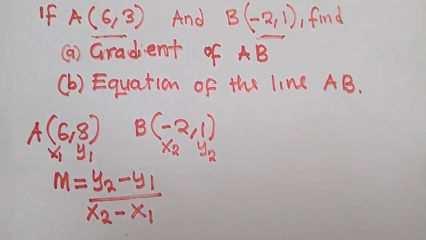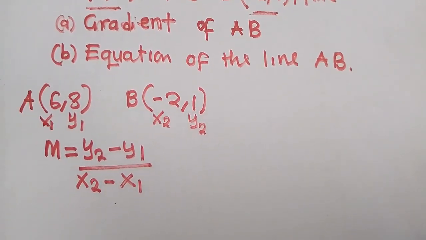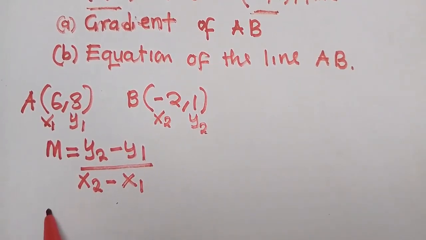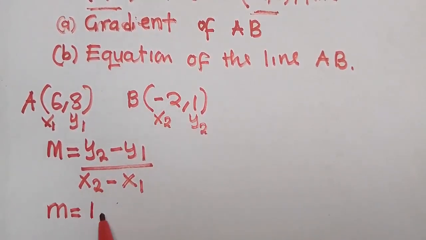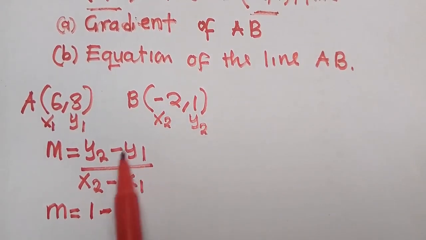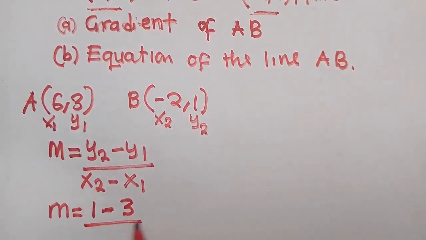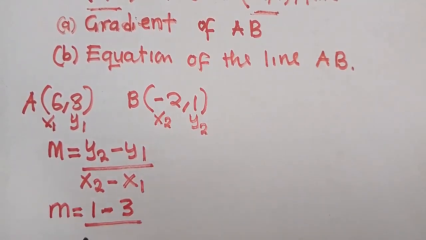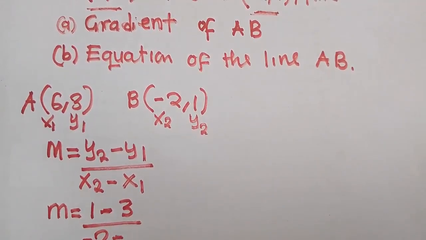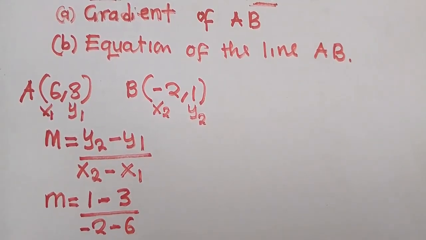So now we need to substitute. How do we substitute mathematically? M is equal to, m is the gradient. What is your y2? Your y2 is 1, minus y1, which is 3. Over, what is your x2? x2 is negative 2, minus x1, which is 6.